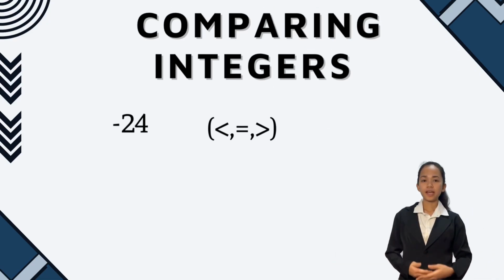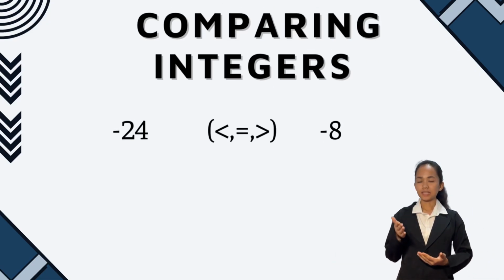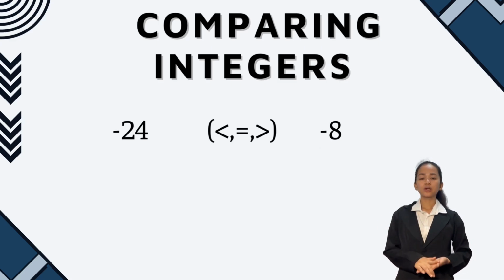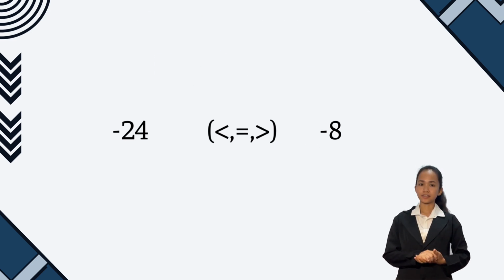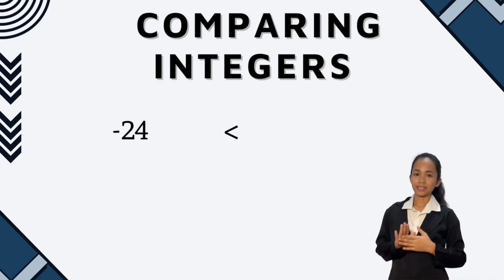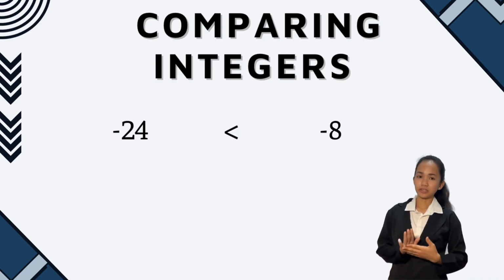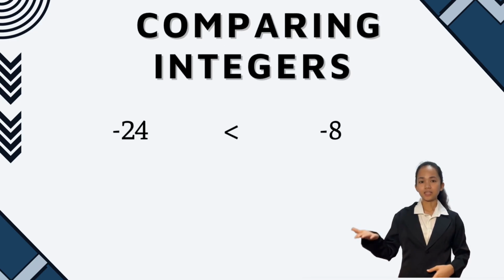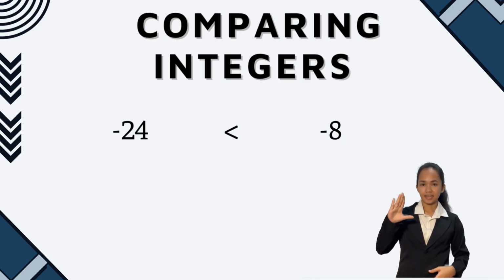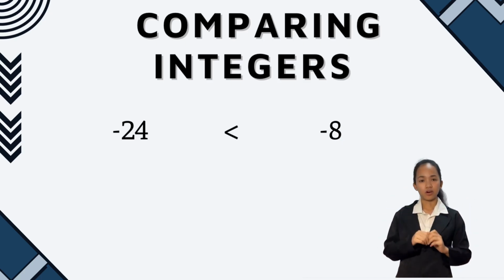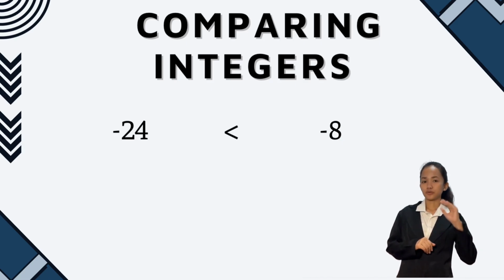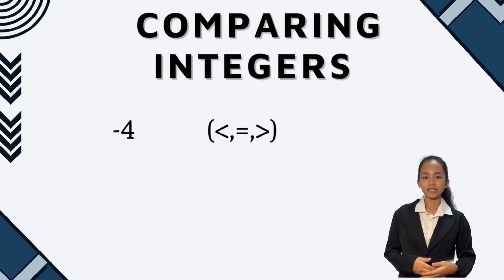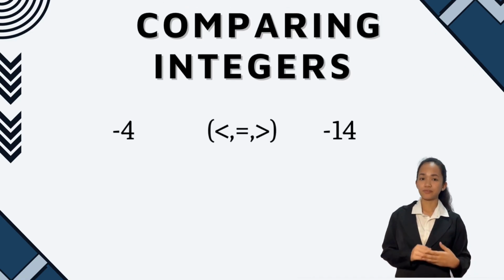Very good. For our next example, class, we have negative 24 and negative 8. Among these two, which do you think is higher? Correct. Negative 8 is higher or greater than negative 24. That is why we have to write negative 24 is less than negative 8, because negative 8 is greater than negative 24. Is that clear, class?